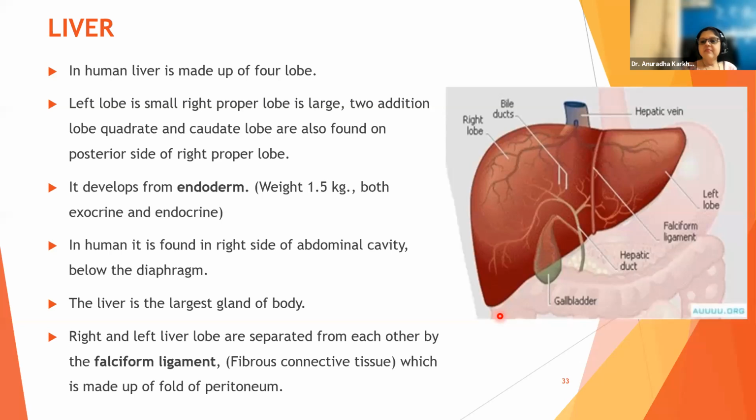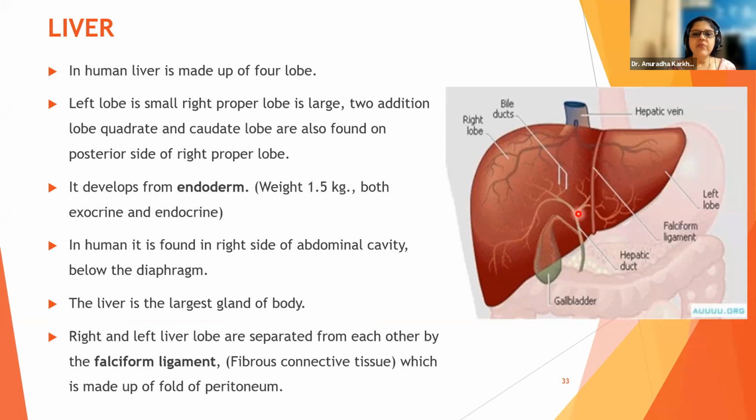Peyer's patches produce lymphocytes. Yes, correct. They are the ones who are going to produce lymphocytes for eating away the harmful bacteria. Can we move on to the next organ, which is a very important organ, called the liver?